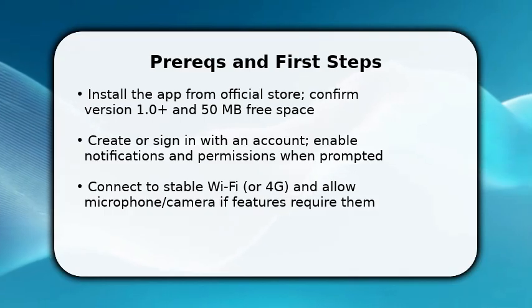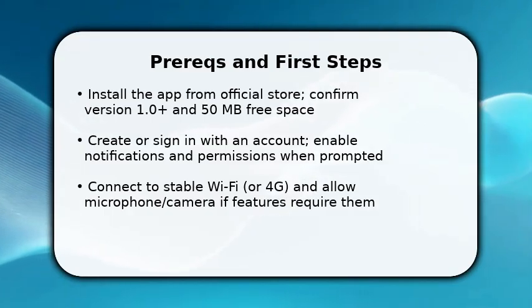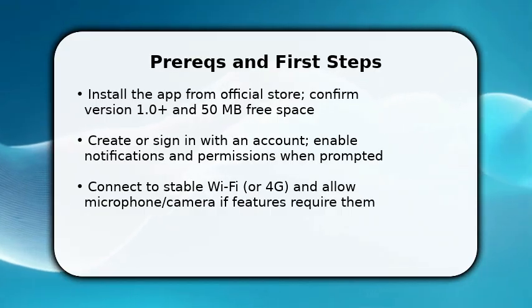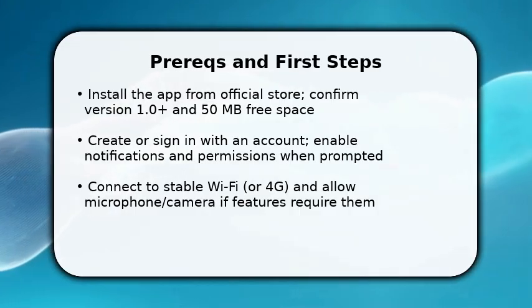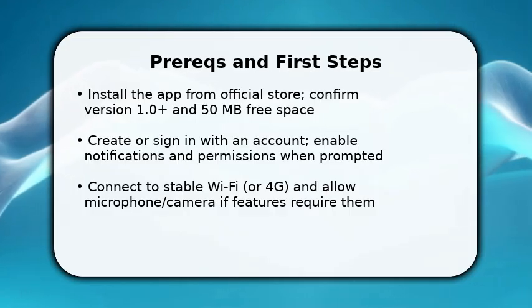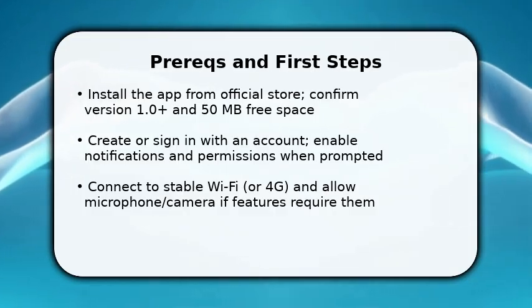Enjoy the video. You'll start by confirming the essentials so the app runs reliably. Install the app from the official store and make sure it's version 1.0 or later. Once installed, sign in or create an account so your settings persist. Grant required permissions like microphone and camera for feature access, and connect to stable Wi-Fi or 4G to avoid timeouts. Once done, open the onboarding prompts and follow the first setup screens to calibrate the app.